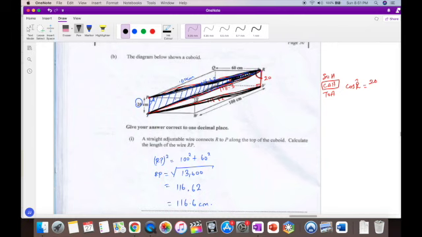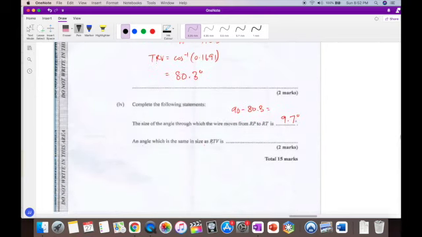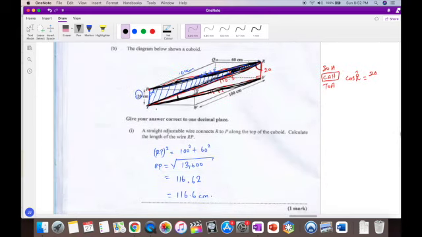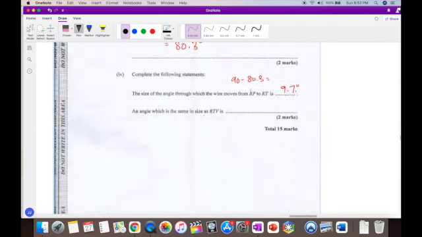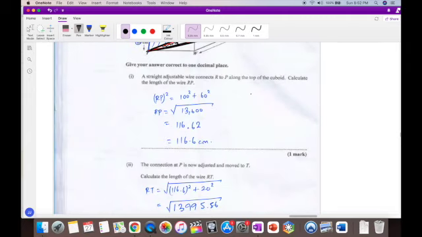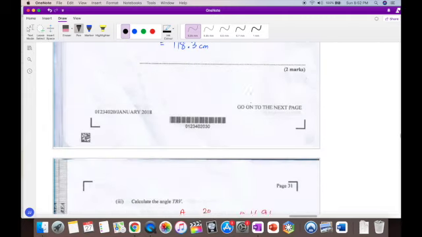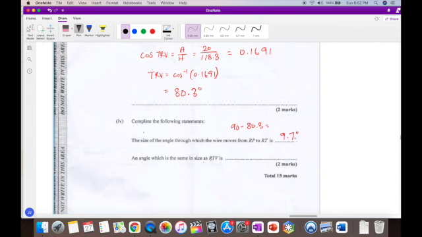So RTV is here. And we can see here that PRT is the same. So you see how this angle here, PRT, is 9.7. Well then, this here will also be 9.7, RTV. So therefore the angle PRT is the same, which is 9.7 degrees.